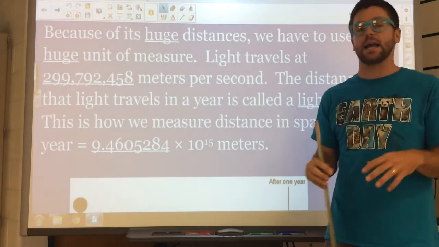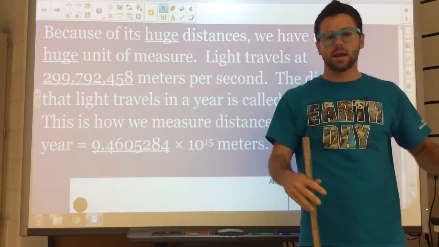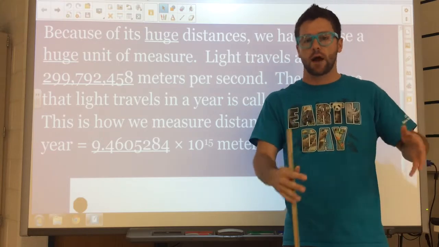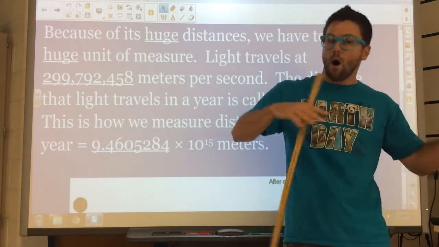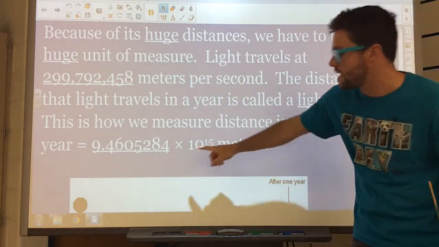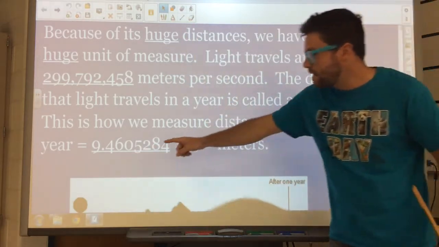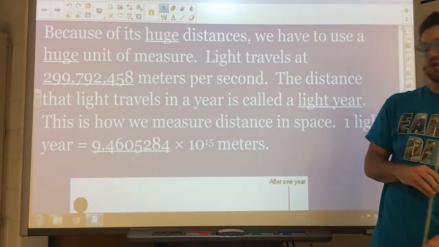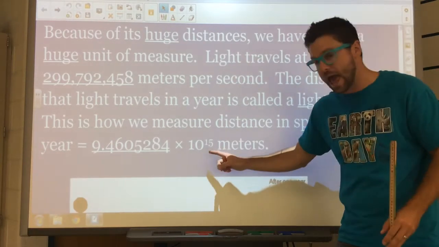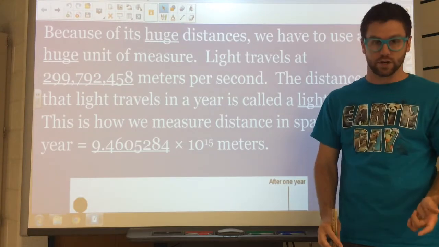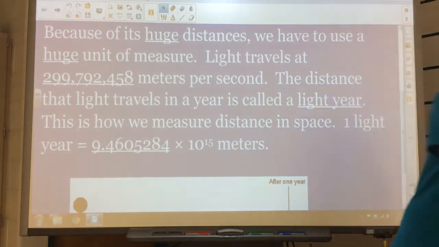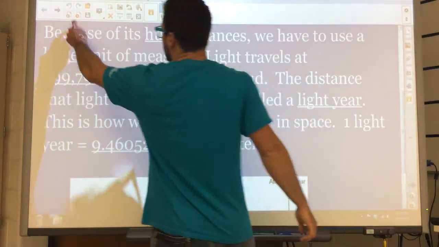So if we have every second, how many seconds are there in a minute? How many minutes are there in an hour? How many hours are there in a day? How many days are there in a year, right? We multiply all of that up and we get a number of 9.4605284 times 10 to the 15th power meters. Holy Christmas. What in the world does that number look like if we write it all out?